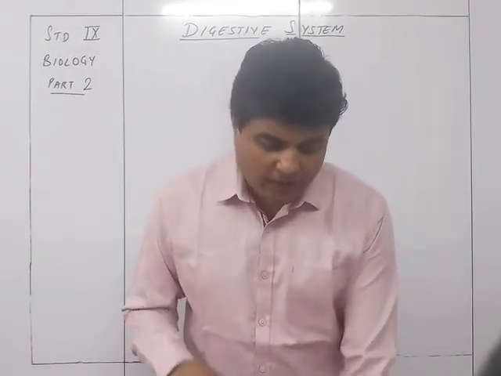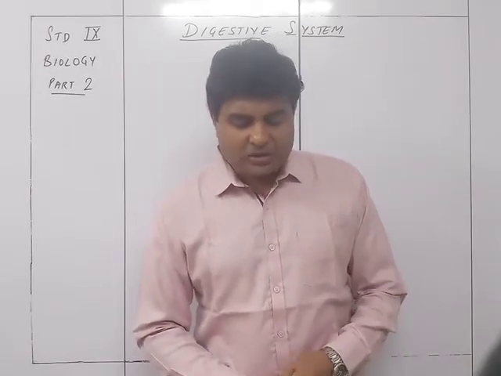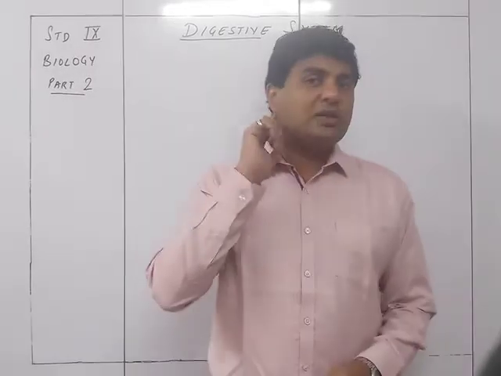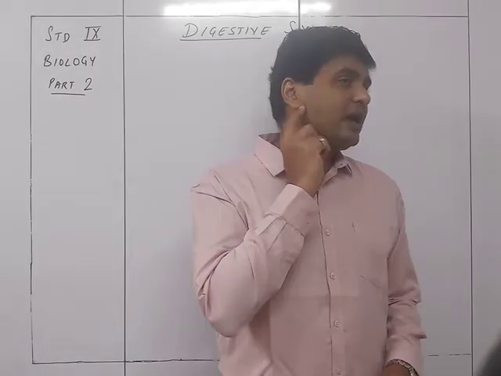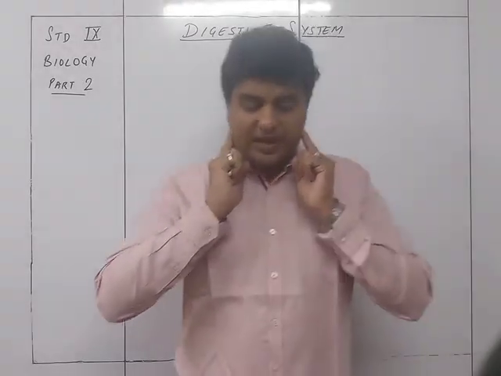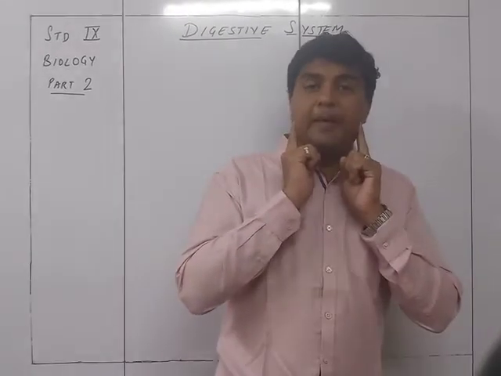First is called the parotid gland. The parotid gland is located just in front of and beneath each ear. So just in front of and beneath each ear, on both sides, there will be salivary glands. These are the parotid glands.